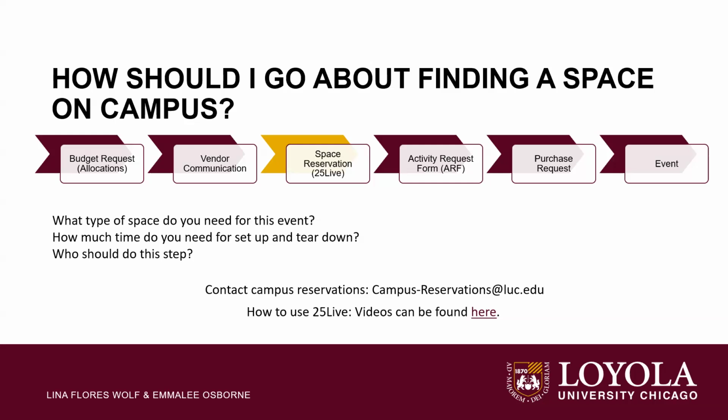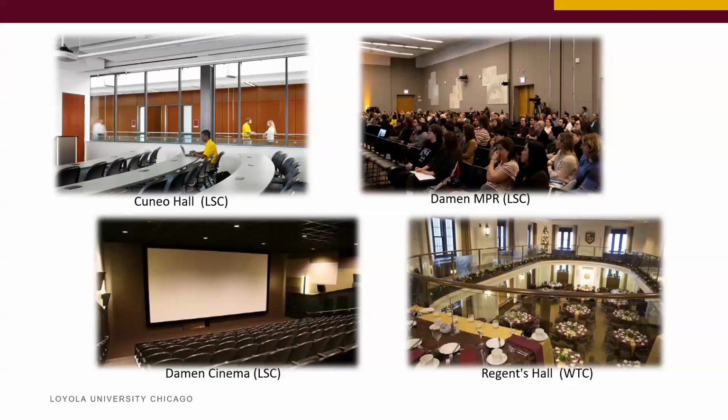As I mentioned, sometimes you want to determine what type of space you really need for an event. I know we all love those big ticket spaces in Damon because they bring in a lot of people, but oftentimes not all events require the use of these large scale spaces. So you want to make sure that you are keeping your options open, whether it is utilizing a classroom in Cuneo, Mundelein. If you do need to utilize MPR again, or some of those bigger spaces, you want to start planning far in advance.